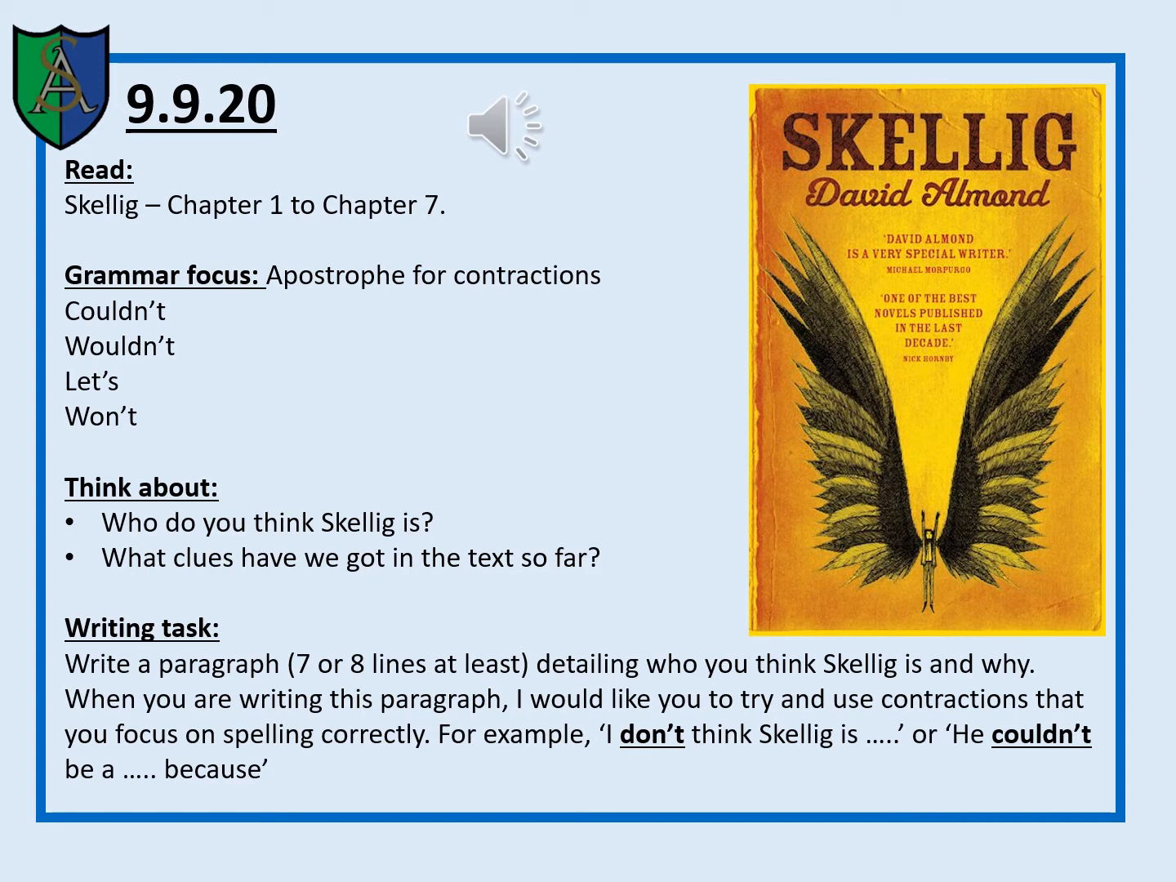Now, for our writing task, I'd like us to think a little bit about who we think Skellig is. We know a little bit about him already from chapters 1 to 7, but we don't know much. There's a lot that we can assume, predict, guess about who we think this character is or what he is. What clues have we got in the text so far?